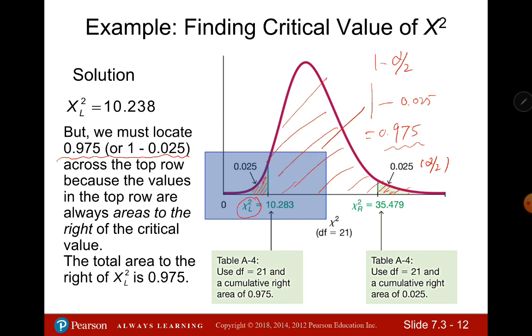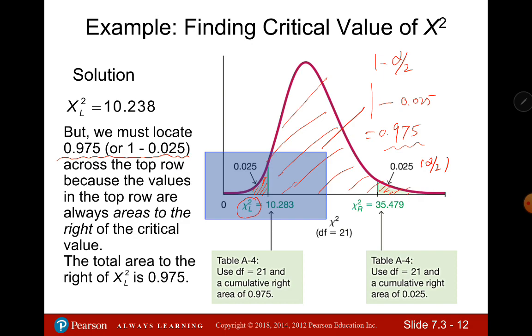Then we go to the chi-square table to check 0.975 on the top row. We find 0.975 is just the third column. And we also need to use the degrees of freedom, 21. We can locate the critical value here, which is 10.283.